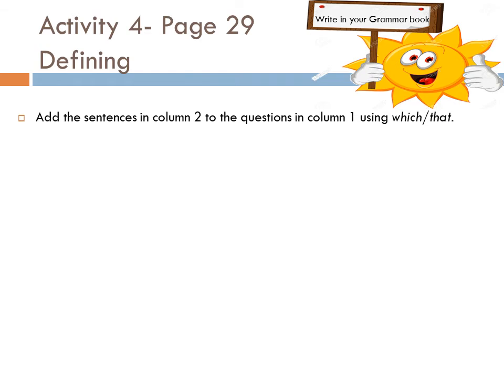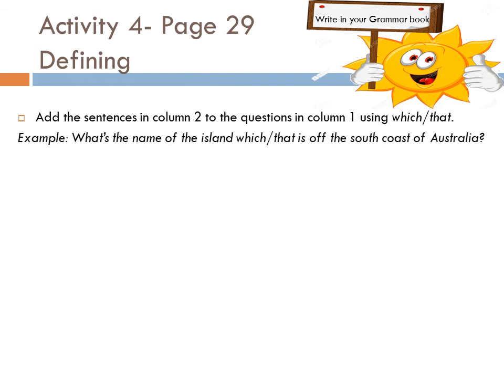Activity 4, page 29, defining clause. Add the sentences in column 2 to the questions in column 1 using which or that. So that means which is applicable, that is also applicable. Example: what's the name of the island which or that is off the south coast of Australia? Before you start doing this, I want you to match in your textbook. Use a pencil to match.